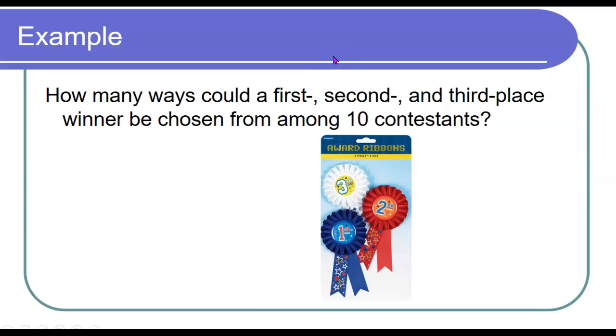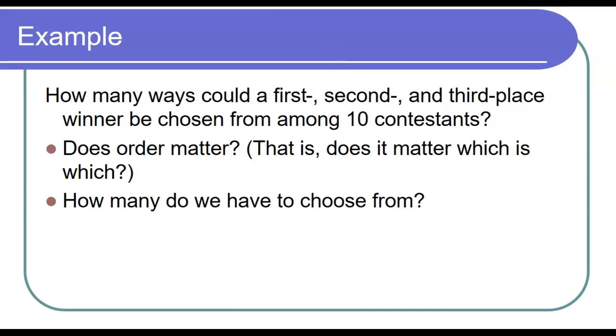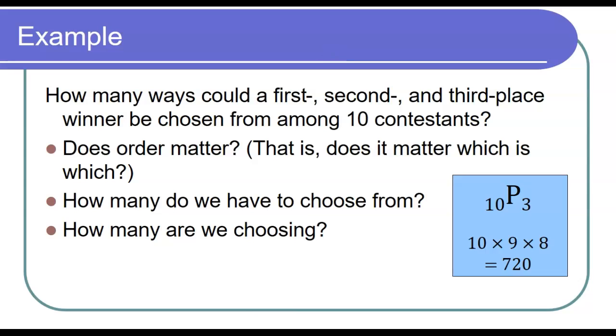How many ways could a first, second, and third place winner be chosen from among 10 contestants? Does the order matter? Yes, it does. It matters who's first place, who's second place, and who's third place. How many do we have to choose from? 10. How many of those are we choosing? 3. So what we need is 10P3, which would be 720. You can multiply together 3 numbers starting with 10. 10 times 9 times 8, or do it one of the other ways we talked about.